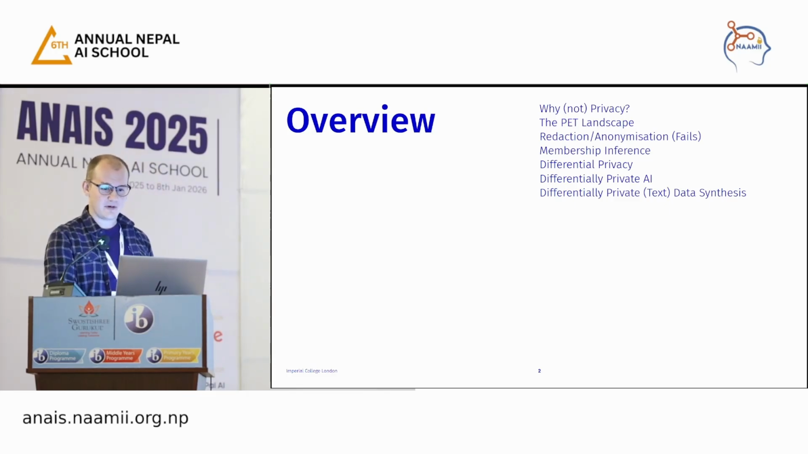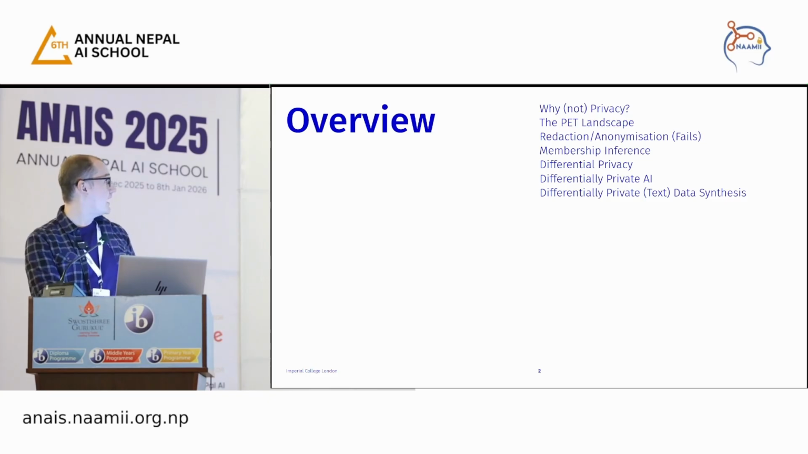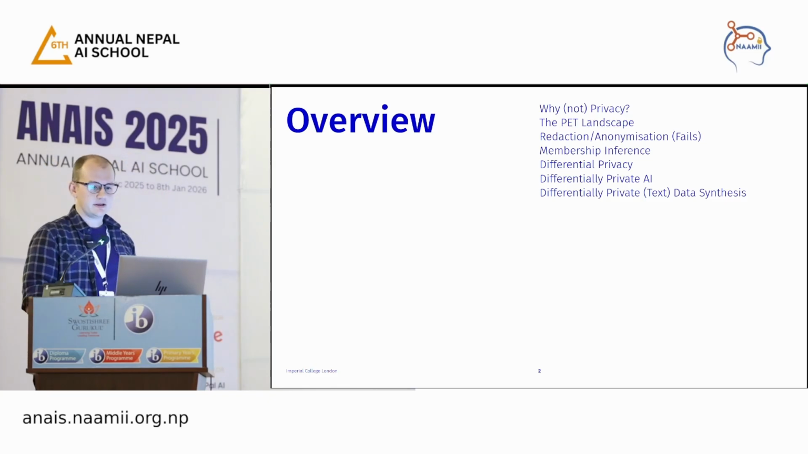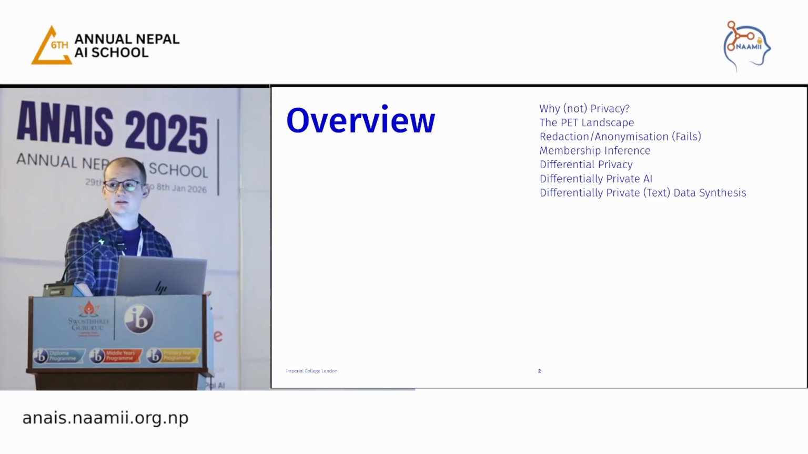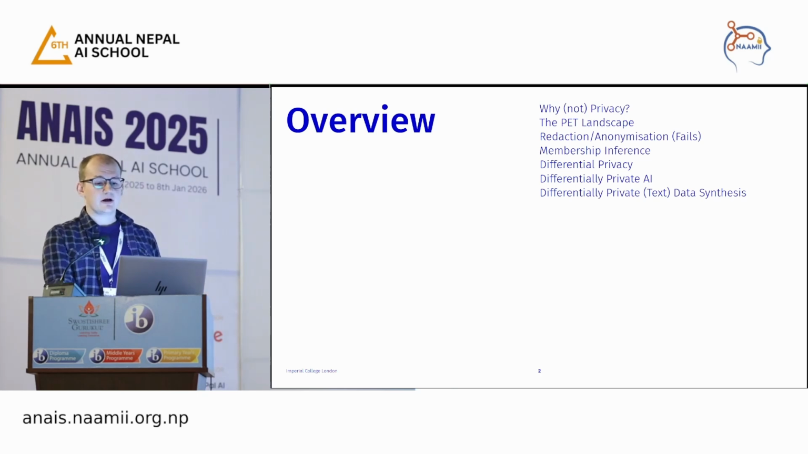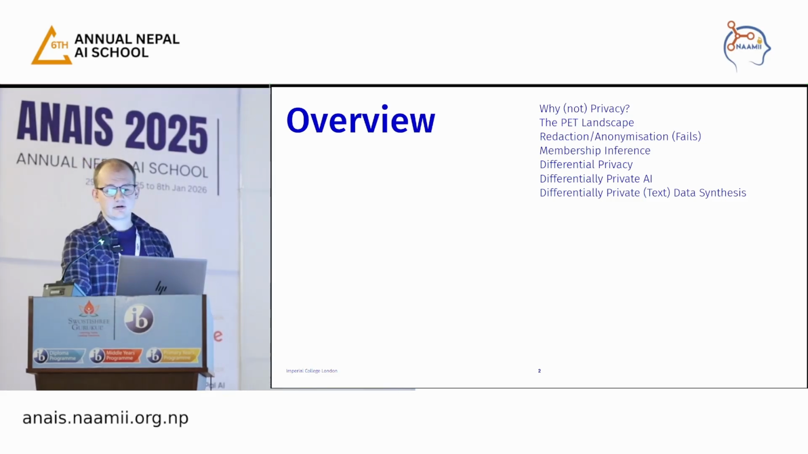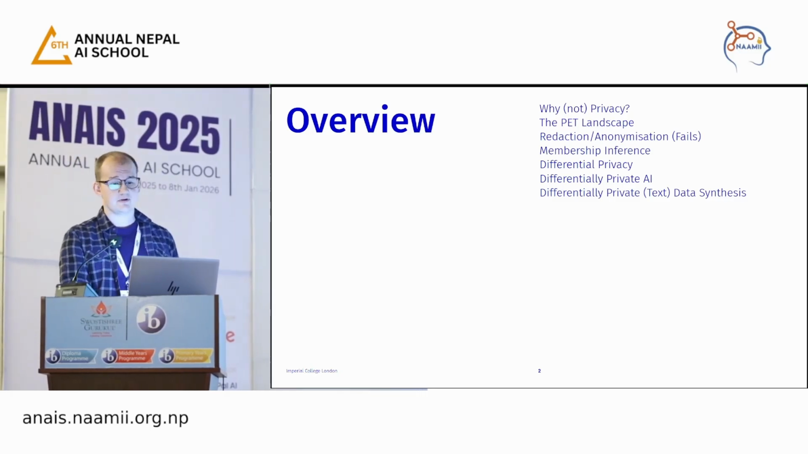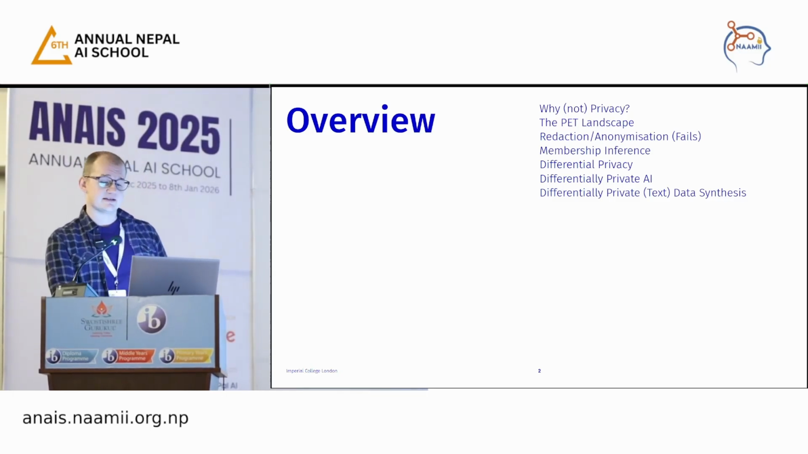Anyway, we're going to look at privacy and why privacy is important or why privacy might not be important. We're going to look at the landscape of privacy-enhancing techniques, and early attempts at how to achieve privacy. We're going to have a look at membership inference attacks as the fundamental adversary to privacy. We're going to look at differential privacy as a way to fundamentally prevent these kinds of attacks. And finally, we're going to look at their applications in AI and more specifically in NLP, which is my research focus, as well as text data synthesis.